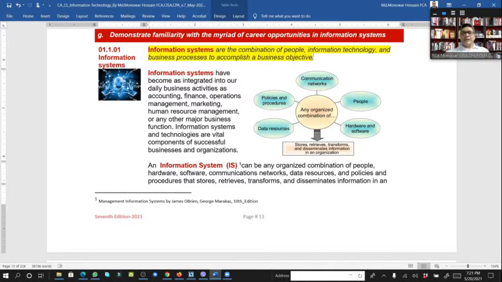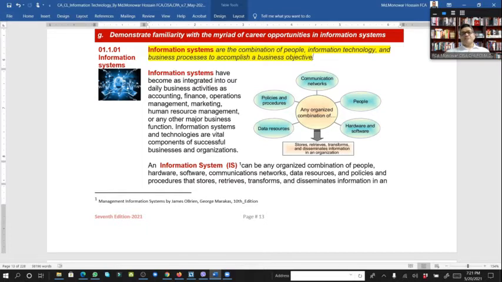For example, our accounting, finance, operation, decision making, marketing, human resource, supply chain management, and any other major business function, all are integrated. And information system technologies are a vital component for successful business and organization.